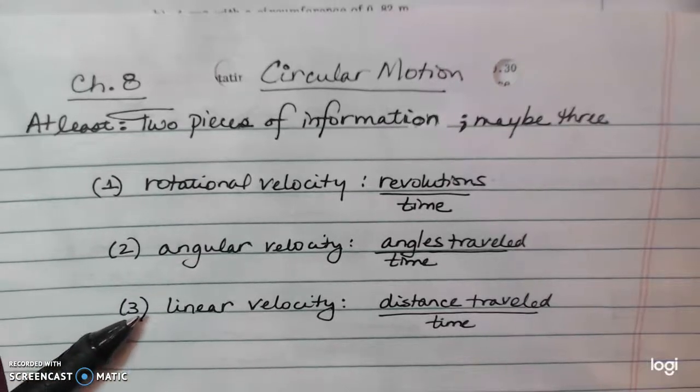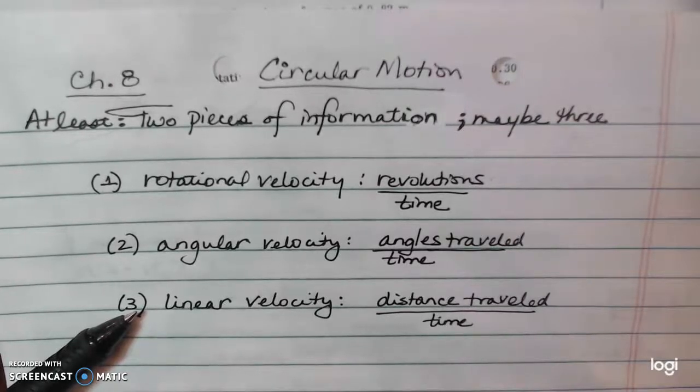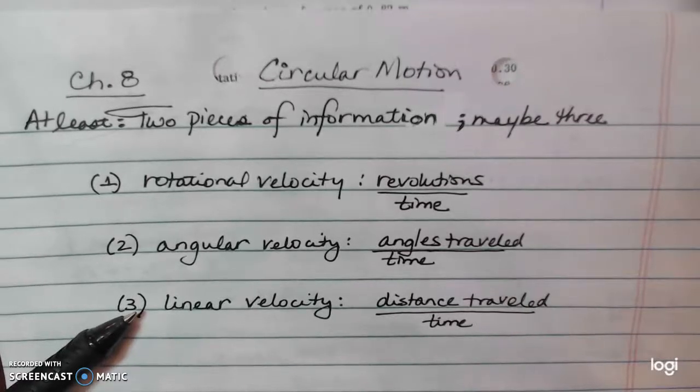Then finally, linear velocity, which is how far an object on the circumference of the circle has traveled as a function of time. And again, that might be 200 centimeters per second, 5,000 meters per minute. Again, it's going to be distance over time.